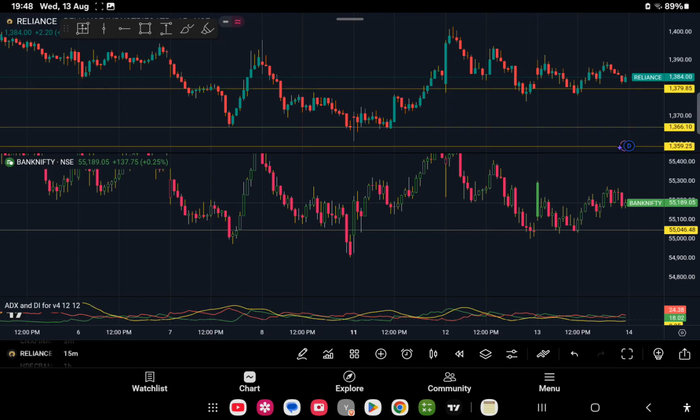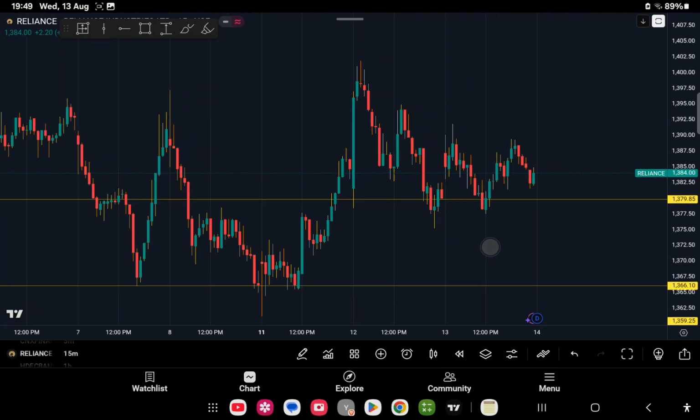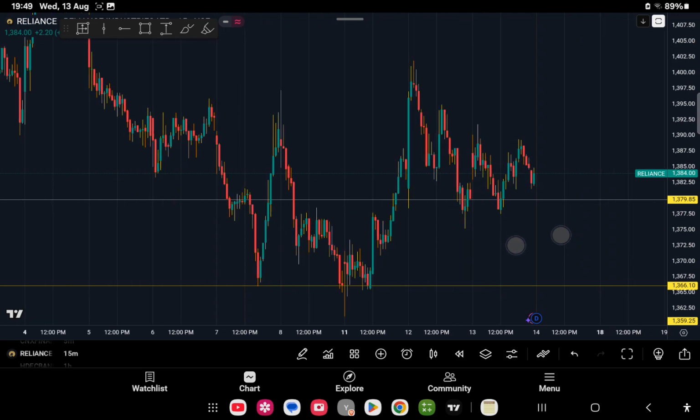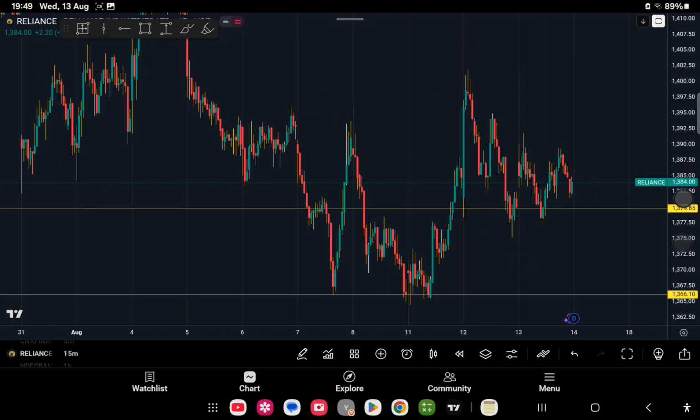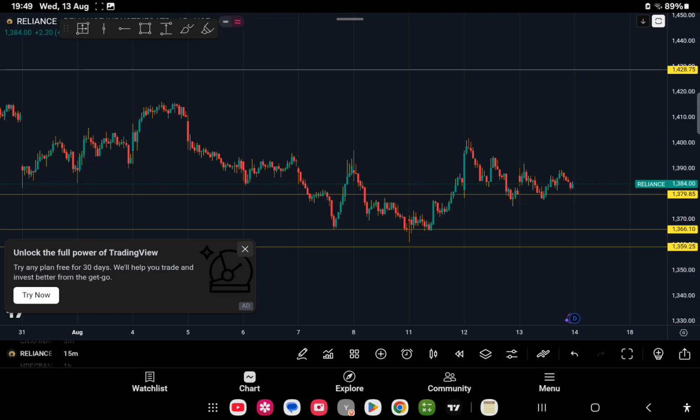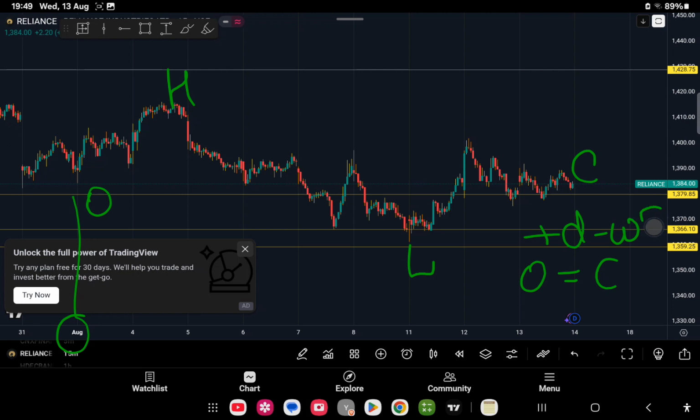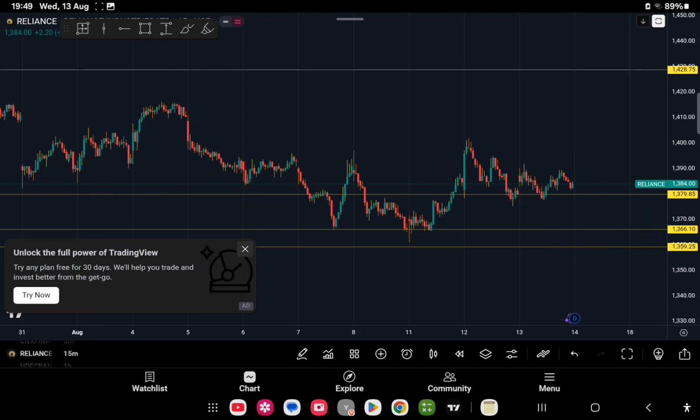So we have the Reliance chart here. Let me make it bigger. I'm just going to check for August month. Okay, so this is August: open, high, low and close. So your open is almost near to close, so it's a positive decay up till week 2 for Reliance.